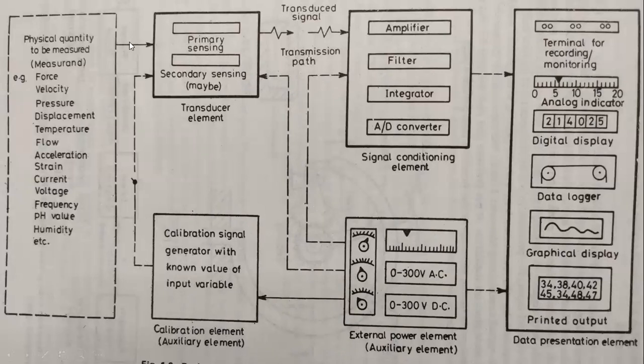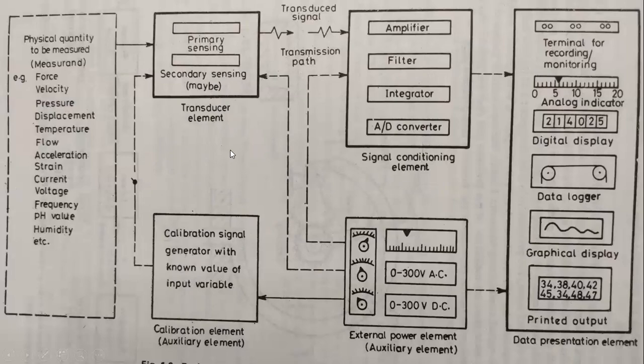So this is the generalized measurement system, which can be essentially explained as basic functional units in terms of the transducer element, signal conditioning element, and data presentation element, supported by auxiliary elements: the calibration element and external power element. So this is a very simple block diagram with which you can easily explain any generalized measurement system.